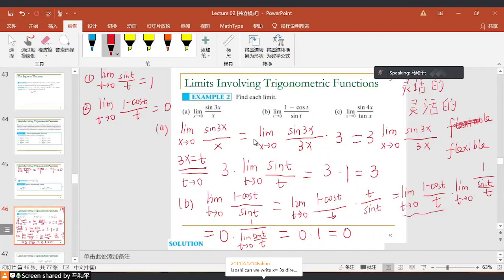Can you write 3x is x? No, you can't write like this because this will be confused. 3 is x is 3x? No, you can't write like this.